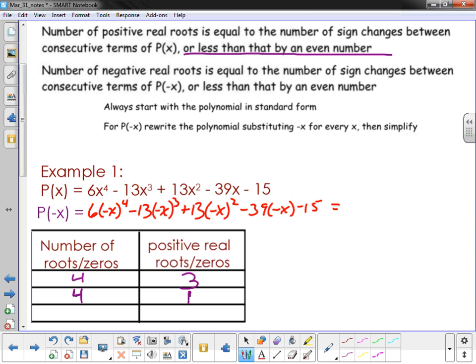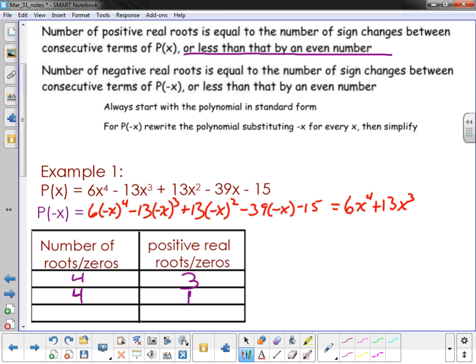A negative x to the 4th power would be 4 negatives. 4 negatives is even, so that would be positive. So that would stay the same as 6x to the 4th. Now, negative x to the 3rd power will be 3 negatives, so that would be negative. But there was a minus in front of that 13, so that means actually I had 4 negatives in that problem, which would say I have a positive now. So it's a positive 13x to the 3rd.